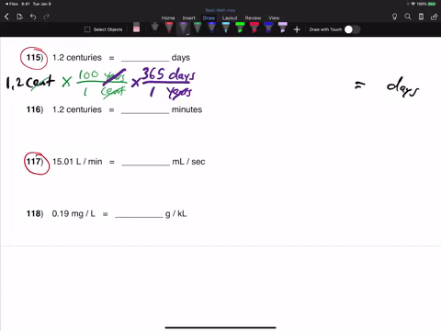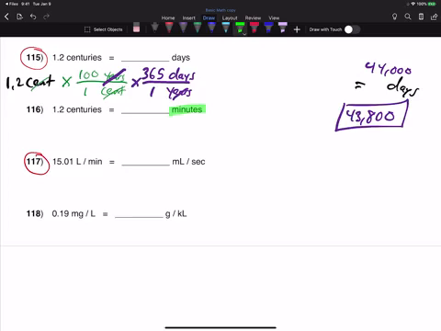1.2 times 100 times 365. Calculator says 43,800 days. But we started with 2 sig figs, so we have to finish with 2 sig figs. And that makes our answer, our rounded answer, 44,000. Now, if you needed to go past days and go all the way down to minutes, like in the next problem, that would just require some additional fractions, right? And everyone should try to make that happen.